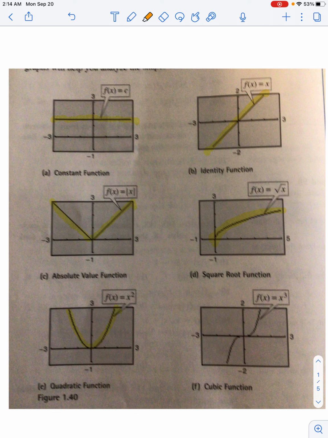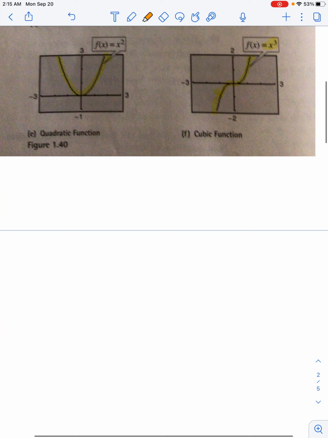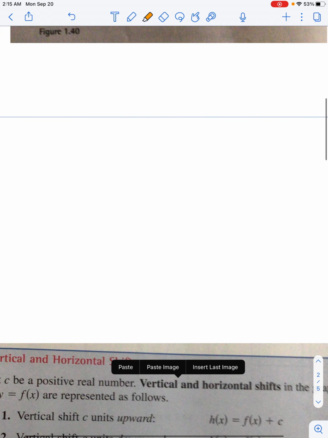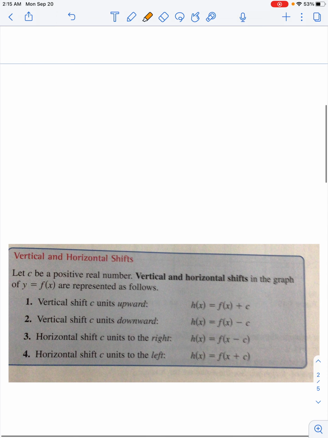We've got our quadratic, which is x squared. And then we have our cubic function, which is x to the third. So again, these are our base parent functions. So you want to start to recognize the shapes of these.